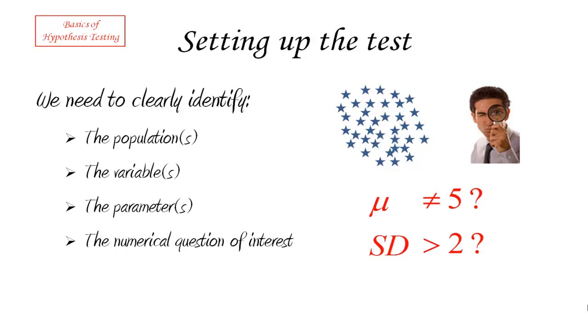Okay, so in every situation we're going to have to identify those four pieces of information: the populations, the variables, the parameters, and the numerical question of interest about those parameters.